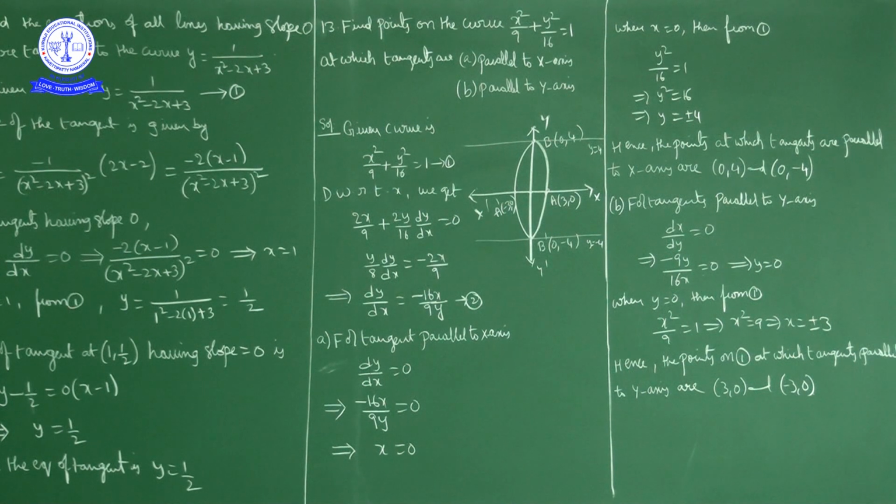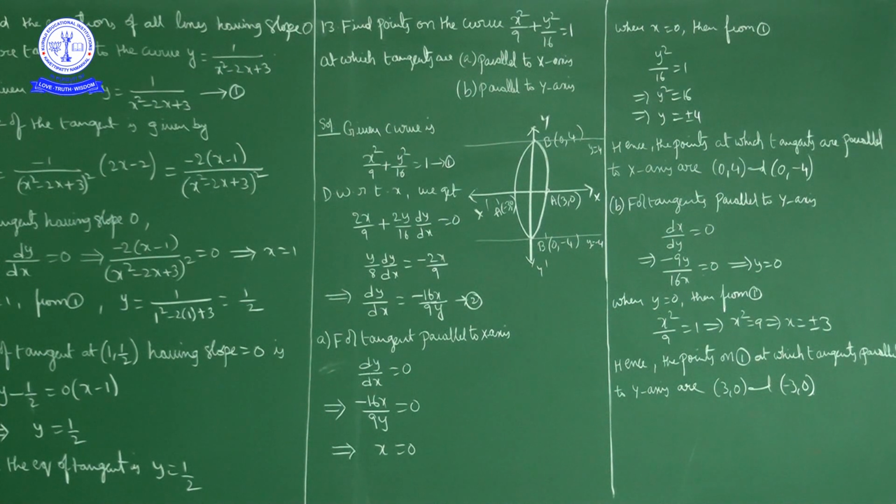Okay. Points at which tangent is parallel to x-axis are (0, 4) and (0, minus 4). What are the tangents? Tangents are y is equal to 4 and y is equal to minus 4. Okay. These are the equations of tangents parallel to x-axis. Next, tangents parallel to y-axis.